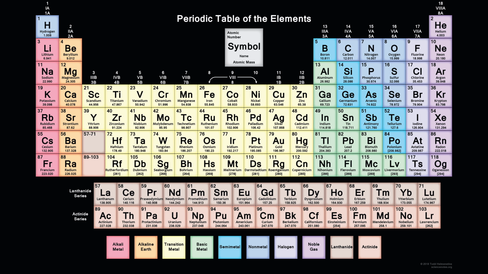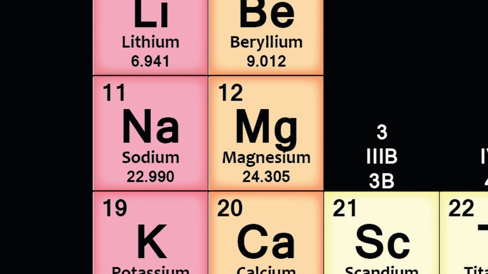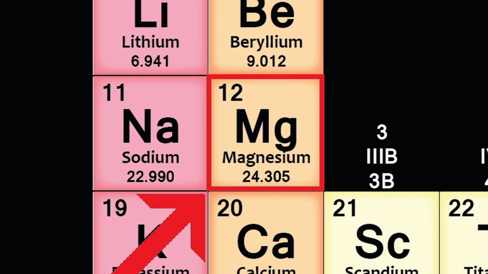Let's take a look at magnesium. Its atomic number is 12 because each and every magnesium atom has 12 protons in the nucleus. The average atomic mass is 24.305 atomic mass units. I'm going to show you how that average atomic mass was calculated.